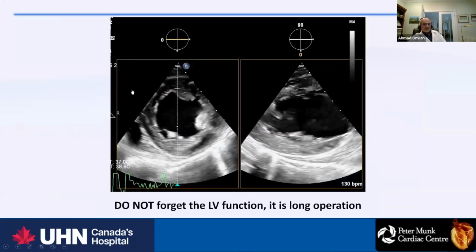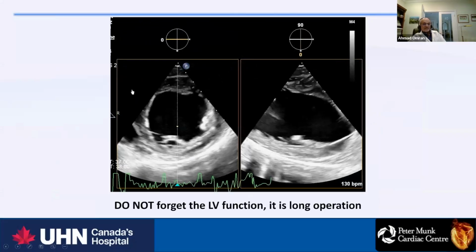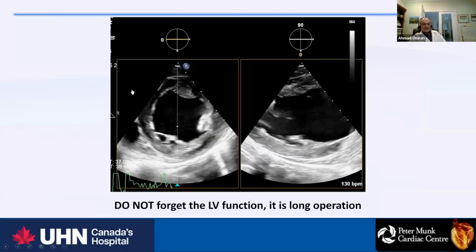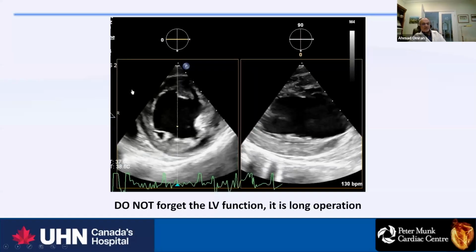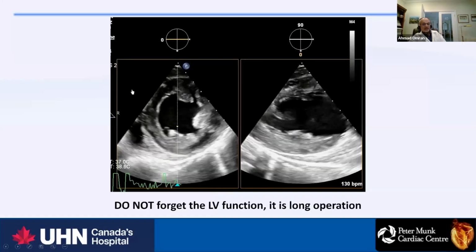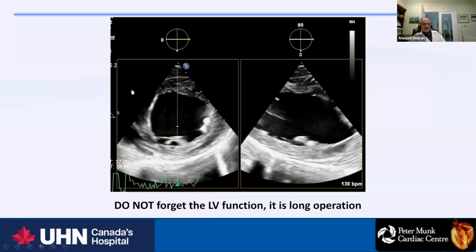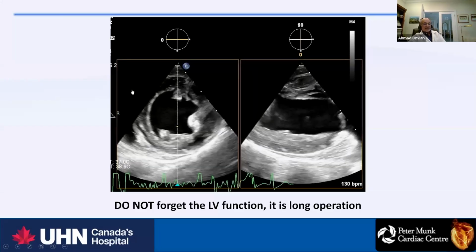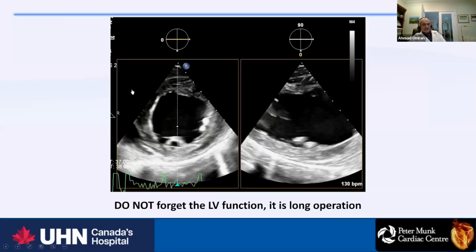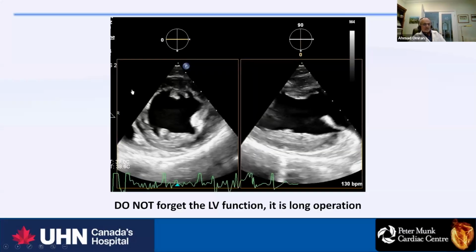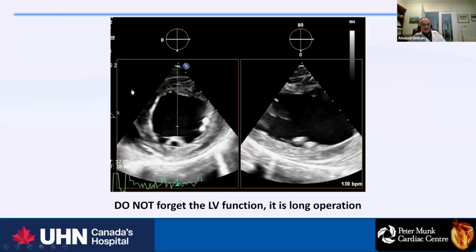Don't forget the LV function when you consider a Ross, because if the patient doesn't have a good LV, forget it. It will not tolerate the Ross. Ross operation is a long pump run. In the hands of Dr. David it is 2 hours and a half, and for most of the younger surgeons, it is 3 hours and a half. So it's a very long operation. If the patient has an LV function below 50, we should not do it because the patient cannot tolerate it.